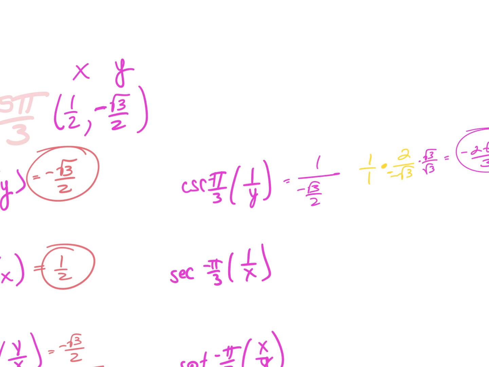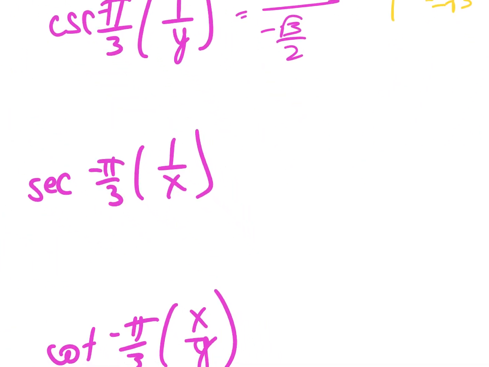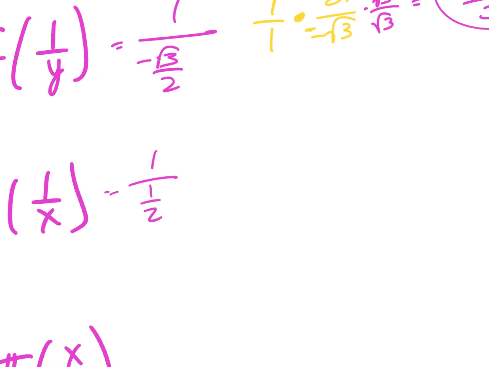1 over my x value. Well, my x value is 1/2. So I have 1 divided by 1/2. Keep, change, flip. 1 over 1 times 2 over 1. What is my answer? 2.